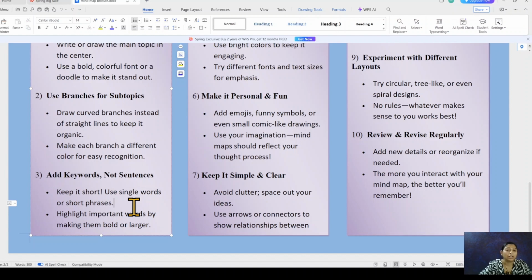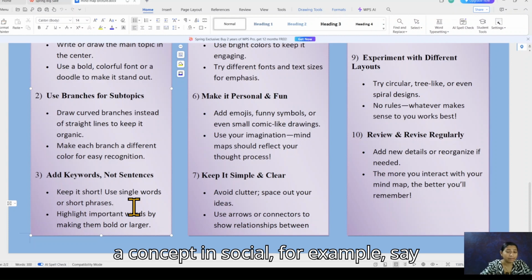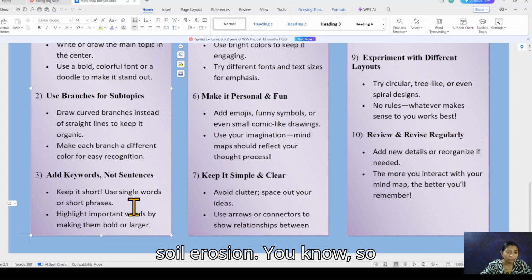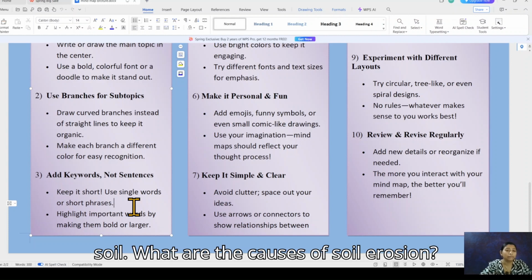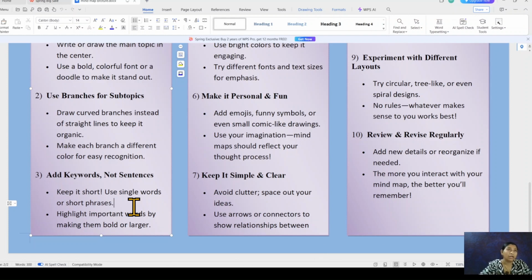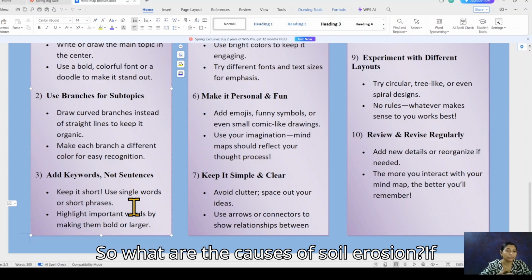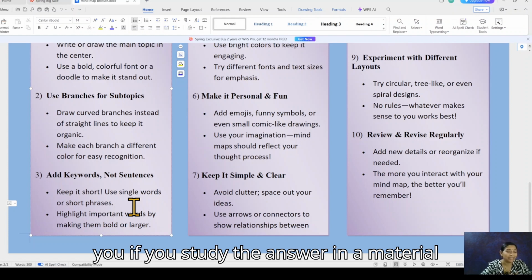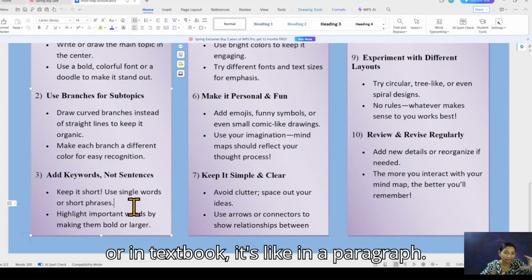For example, let me tell you, I wanted to remember a concept in social studies, say soil erosion. What are the causes of soil erosion? This might be a question for students. If you study the answer in a material or in a textbook, it's written in a paragraph.